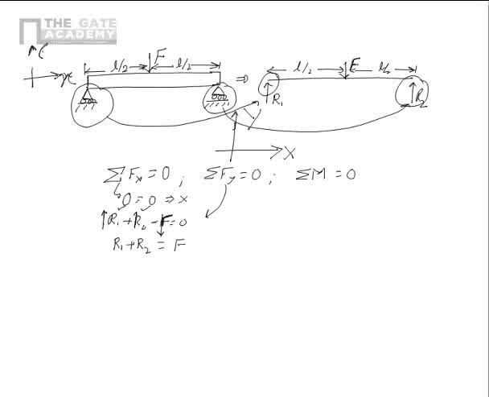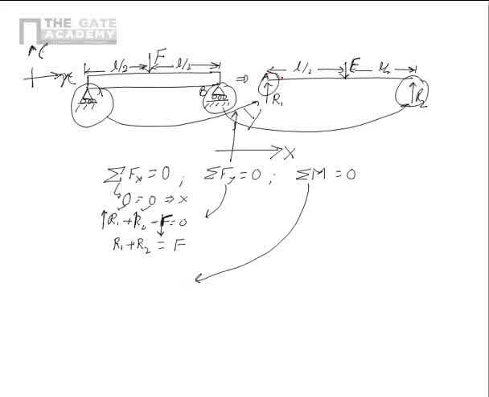So using these two equations we cannot solve the problem because we cannot find out what R1 and R2 are separately. So we use the third equation, sigma M is equal to 0. Now what is sigma M? M is the moment of all the forces acting on the beam at a particular point. So let's say that this point is called A and this point is called B.